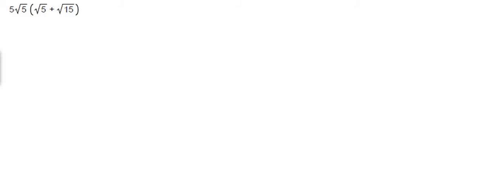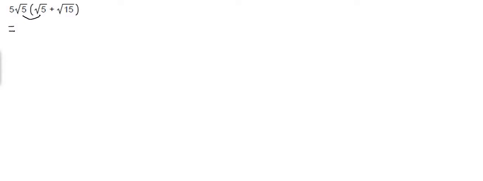Okay, so today I'm gonna talk about how to multiply radical expressions. In this case, it is 5 times square root of 5 times the expression square root of 5 plus square root of 15. So we're gonna follow the distribution property, and for this case we have what?